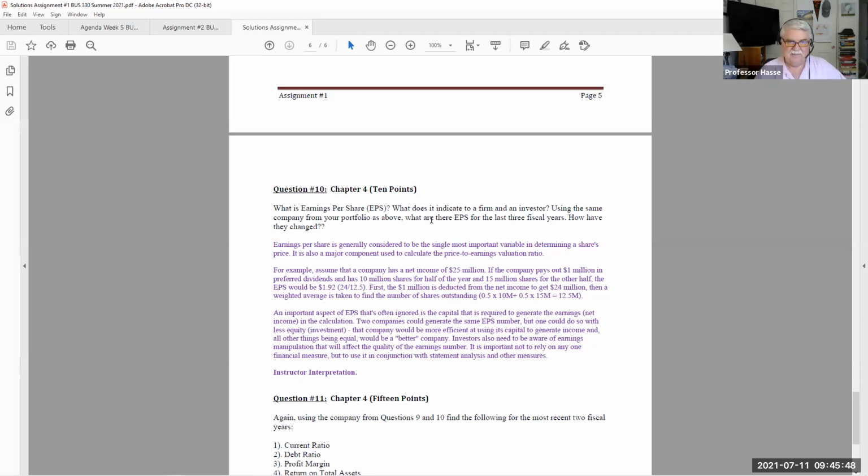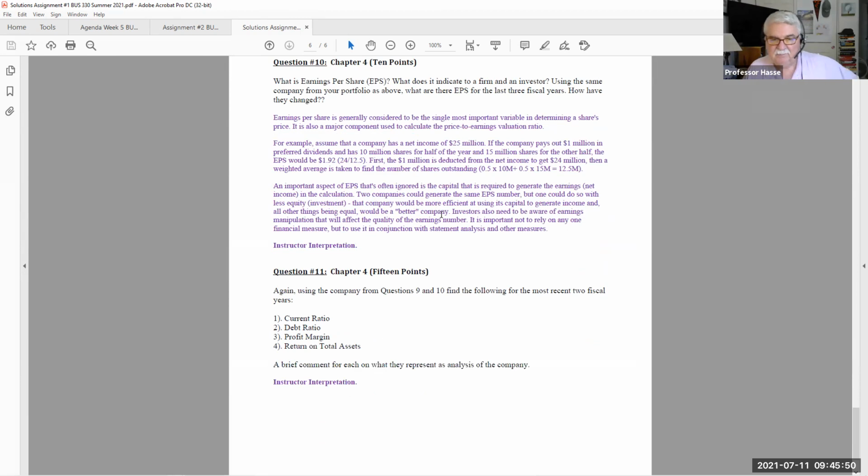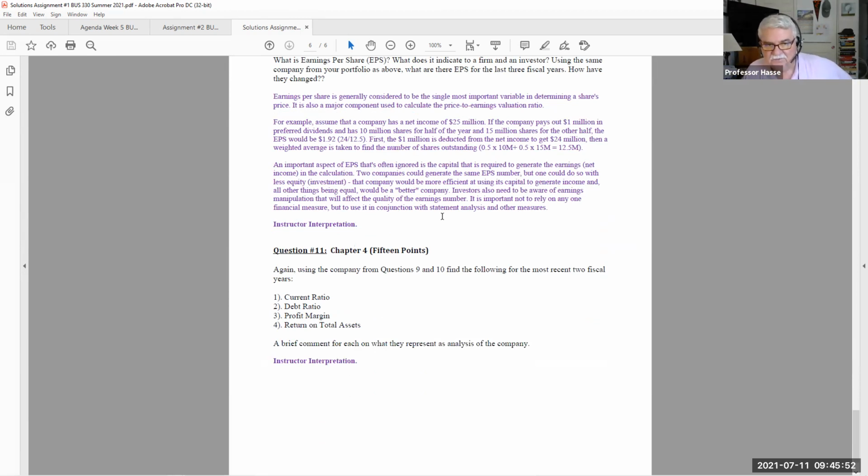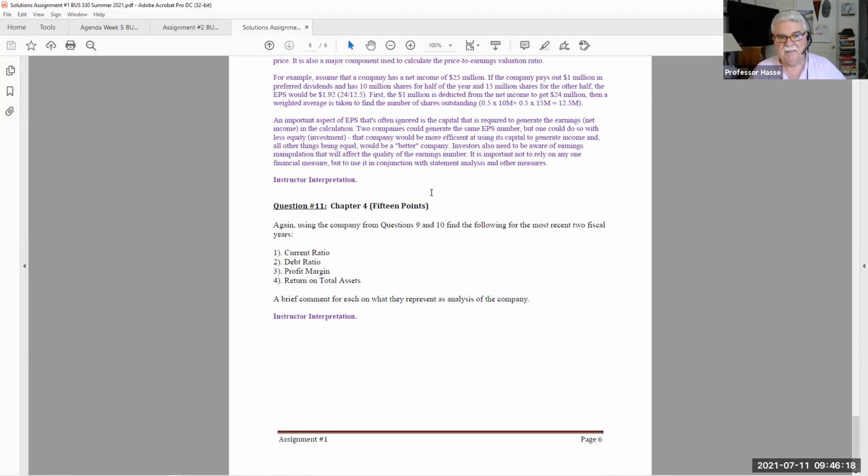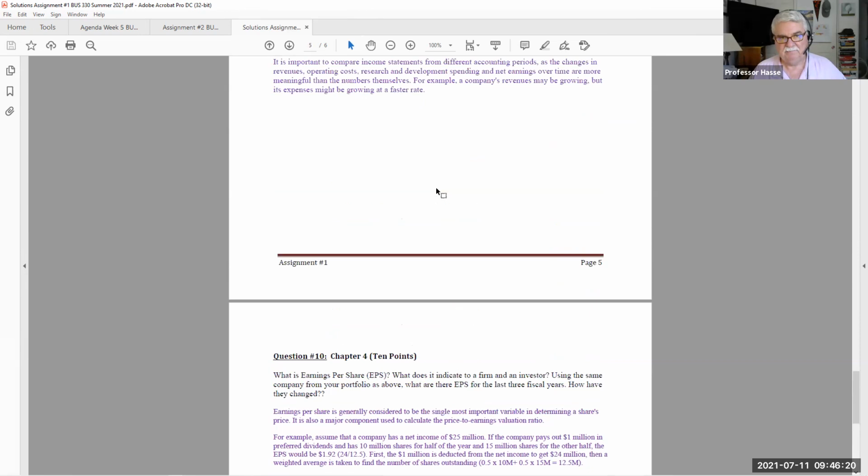Okay. Then in question 11, the same company, determine for the last 2 fiscal years current ratio, which is current assets divided by current liabilities, debt ratio, total liabilities divided by total assets, profit margin, which is net income divided by sales or revenue, and return on total assets, net income divided by the assets of the company. Okay, that was our assignment number 1.